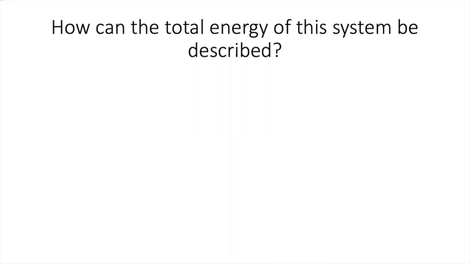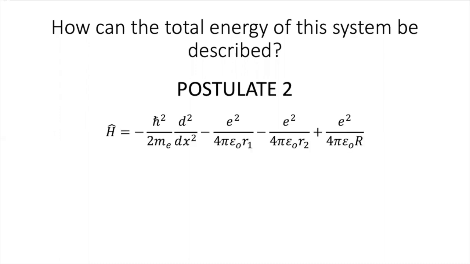So, how can the total energy of this system be described? We're going to use postulate 2 of quantum mechanics. Postulate 2 of quantum mechanics states that every measurable value has an associated mathematical operator. For the total energy, the operator is the Hamiltonian. The Hamiltonian depends on the system, and because our system can be described with electromagnetic forces, which are approximated as the Coulomb force, and because the motion of the protons is neglected because they are so large when compared to the electron, this is the Hamiltonian for the dihydrogen cation.